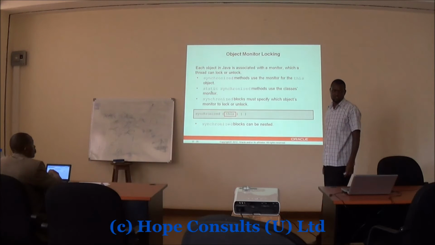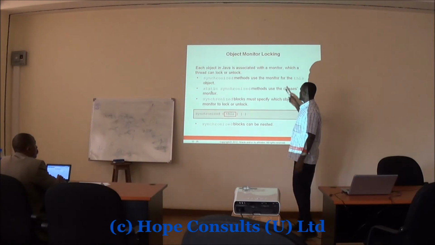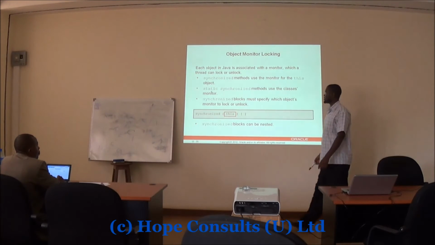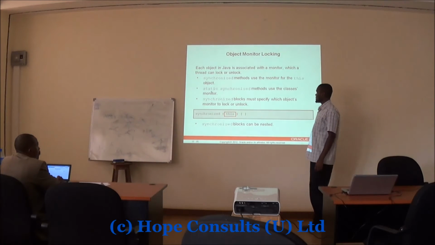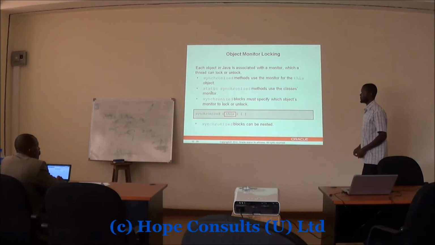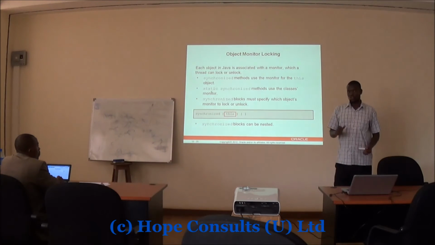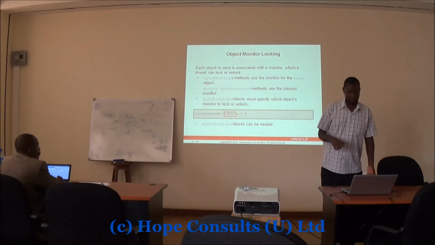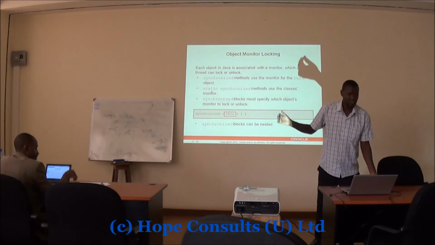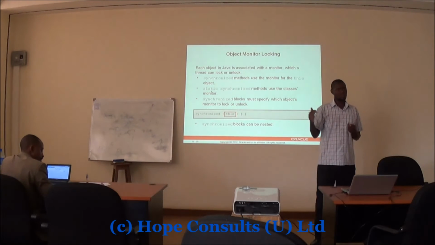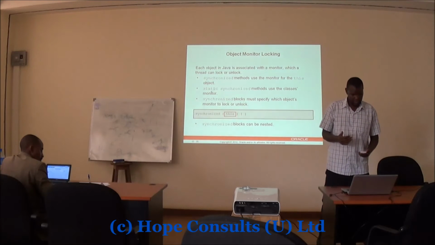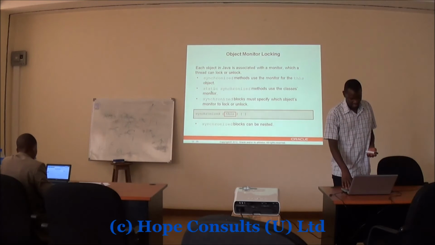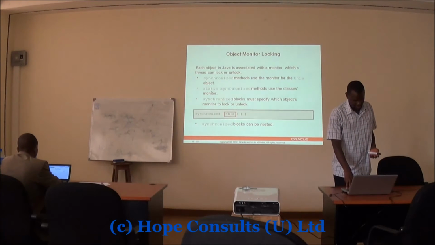Synchronized methods use the monitor for this object. Static synchronized methods use the class's monitor. Synchronized blocks must specify which object to lock or unlock. Okay? Because we are now doing locking here. We are locking sections of code, or we are locking methods. We are synchronizing variables or fields.